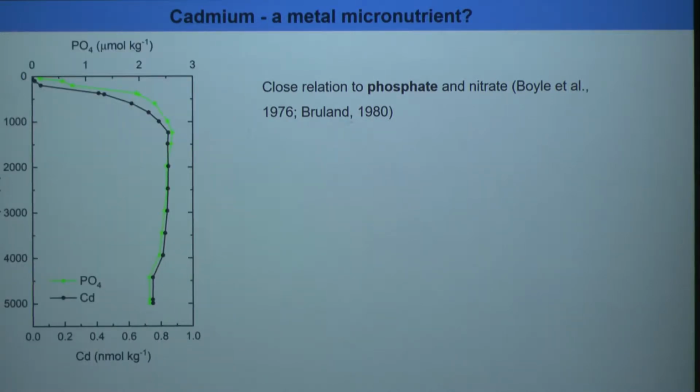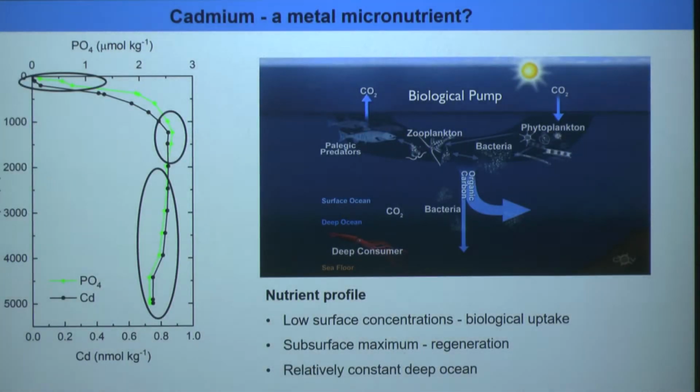If we take a newer data set, this becomes a lot more obvious. So cadmium's in black and phosphate in green. This is also in the Pacific, this profile. And you can see that cadmium shows a close relation to phosphate and nitrate as well, because they both look very similar. And so when the first people measured this, they interpreted this as a nutrient type profile.